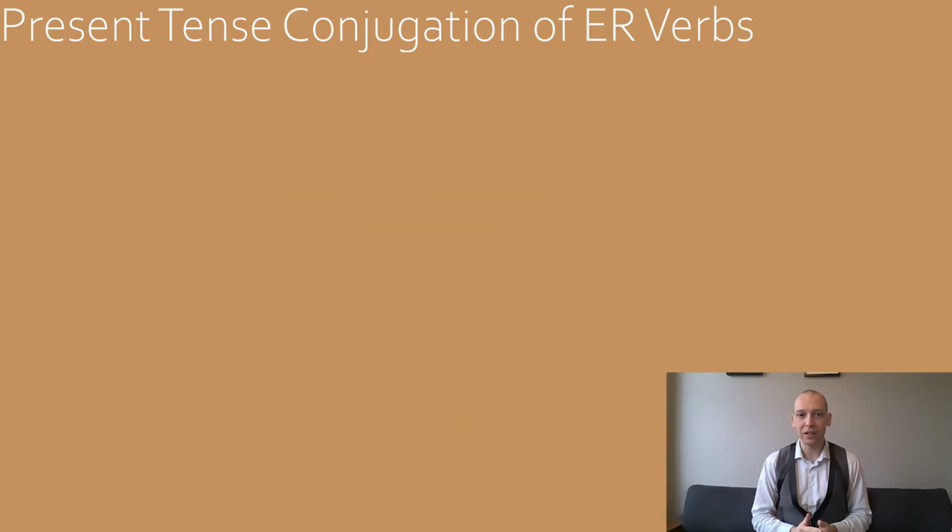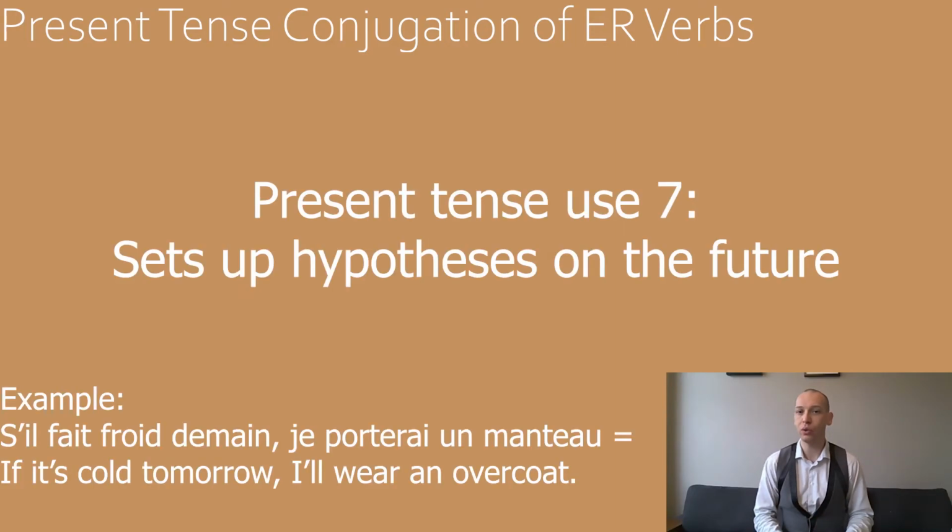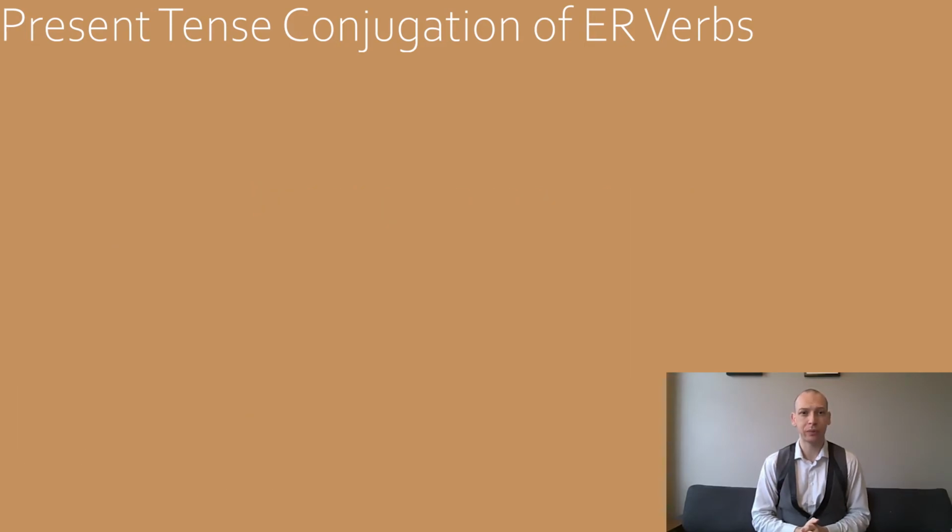Lastly, the present tense is used to form hypotheses on the future. For example, s'il fait froid demain, je porterai un manteau. If it's cold tomorrow, I'll wear a coat. I will go over hypotheses in a later episode. There are some subgroups of ER verbs that require a little attention when conjugating.